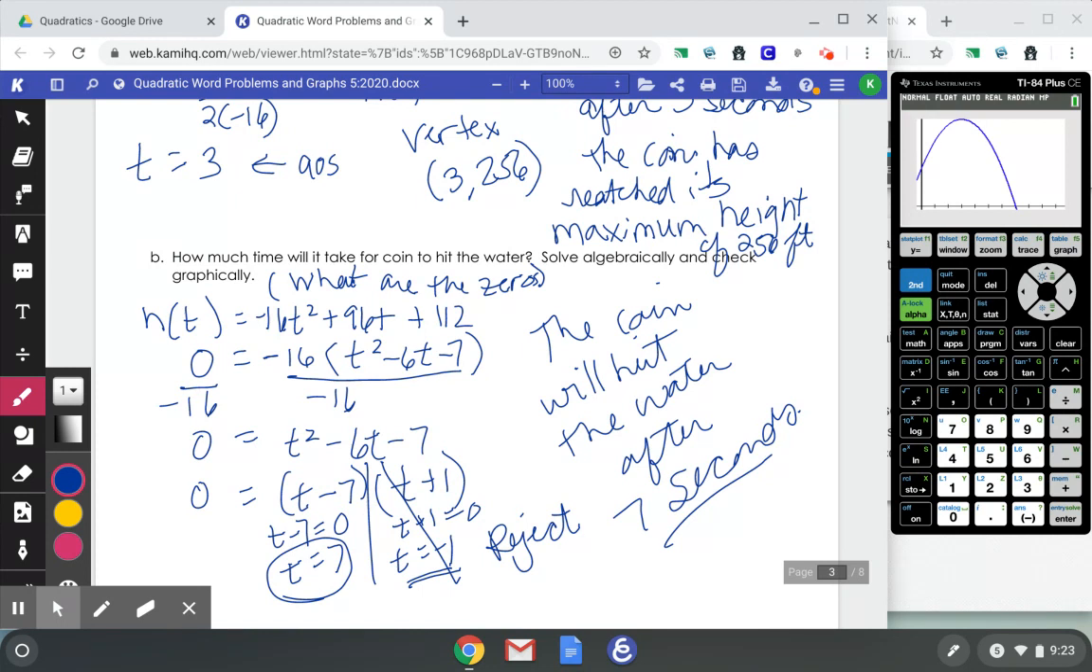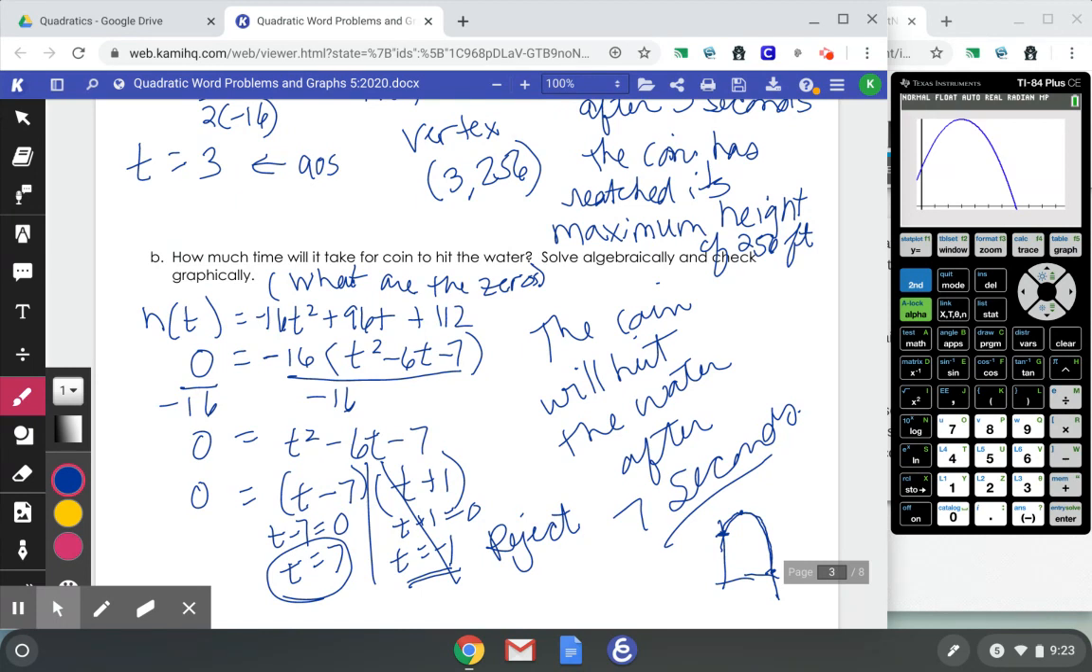So it looks like, here's our graph. It goes up and then it comes down. So right here must be where the bridge is. So the girl is standing here, 112 feet up in the air. She throws the coin up in the air. It reaches 256 feet and then it falls down all the way to the ground. Okay, all the way into the water. All right. Okay, so that's the last example that I'm going to give you guys.